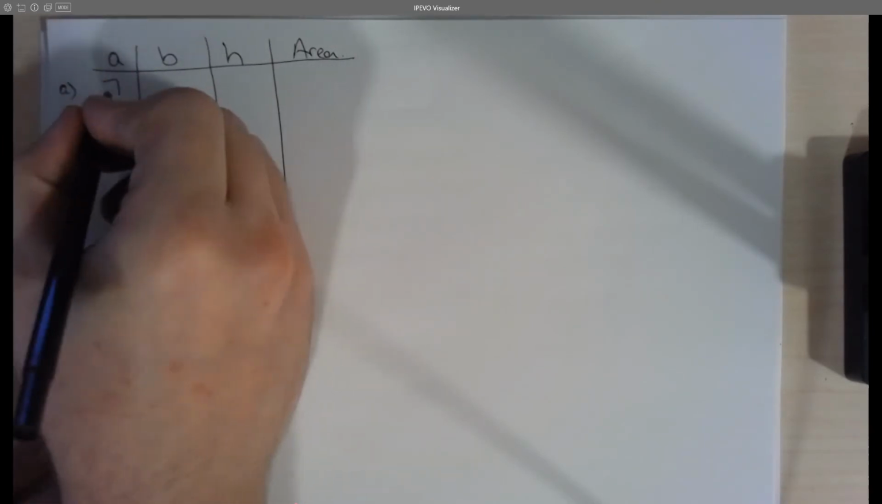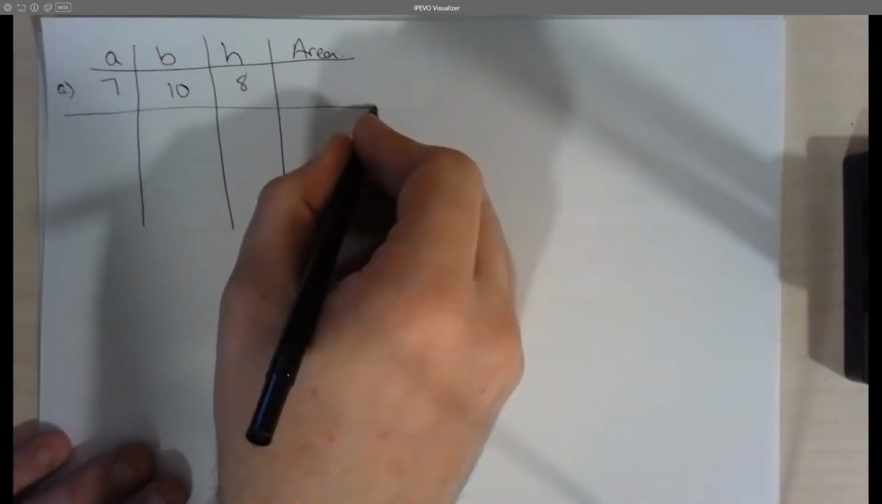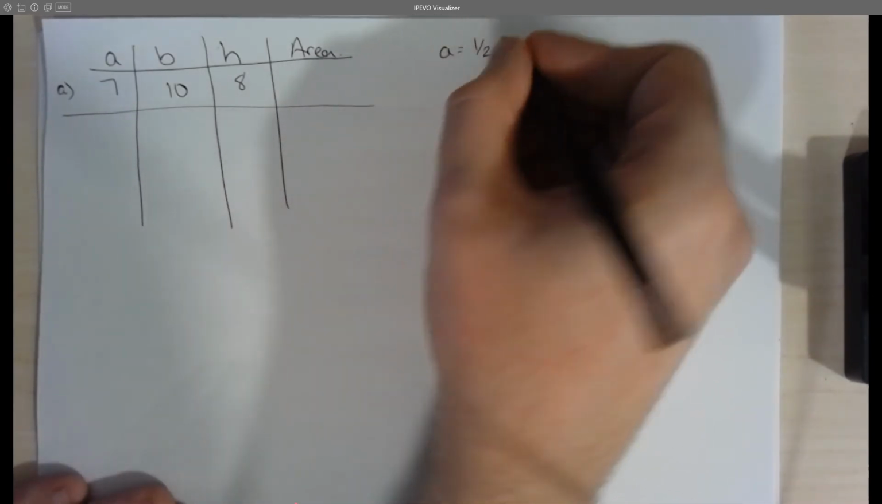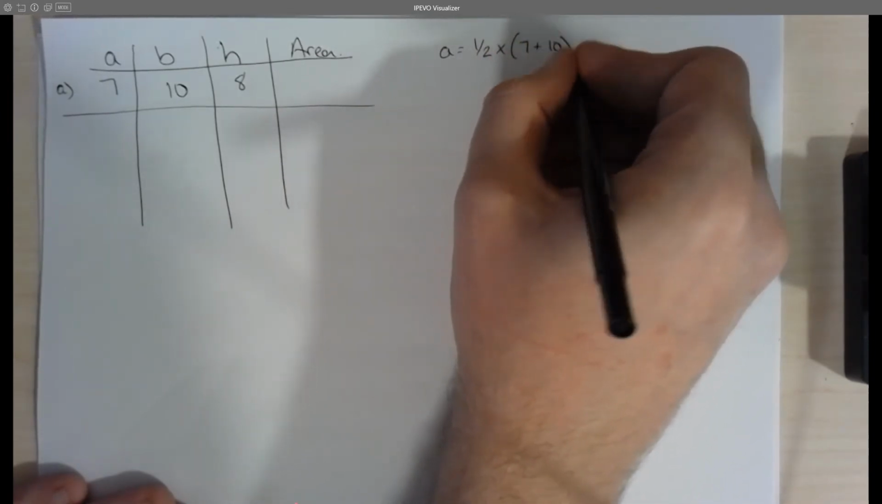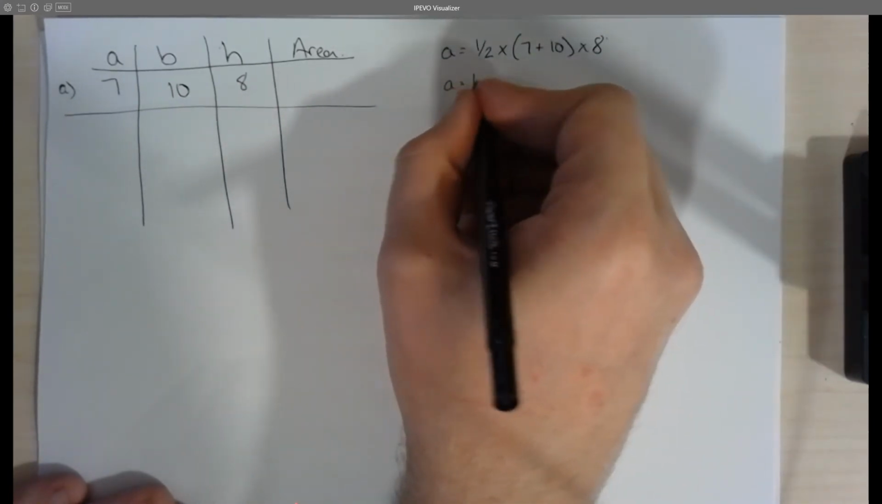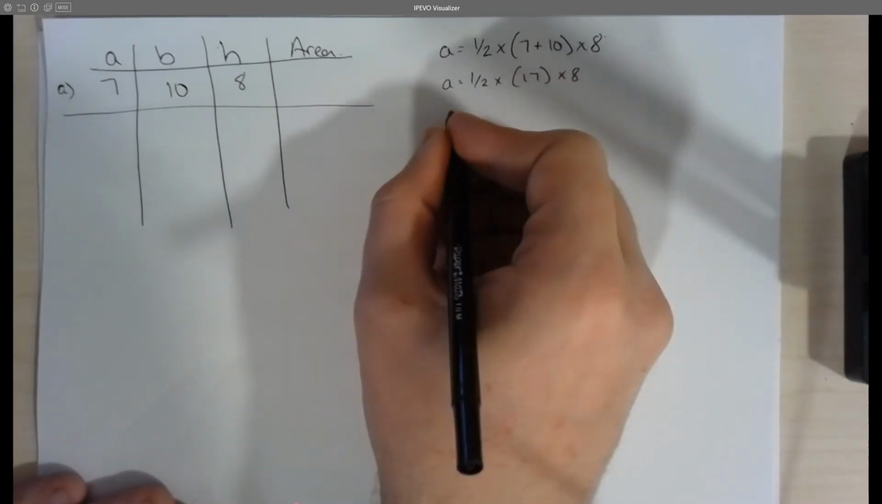And so some of these we have, some of these we don't. For part A, we know that our base 1 is 7, our base 2 is 10, and our perpendicular height is 8. So this one's just a simple going through just like we did before, where area equals 1/2 times base 1, which is 7, plus base 2, which is 10, times a height of 8. So area equals 1/2 times 17 times 8.